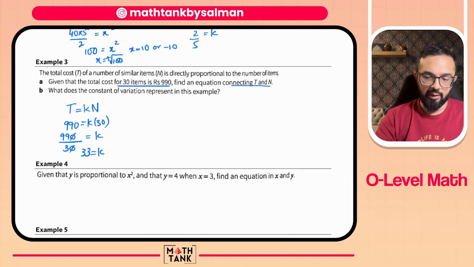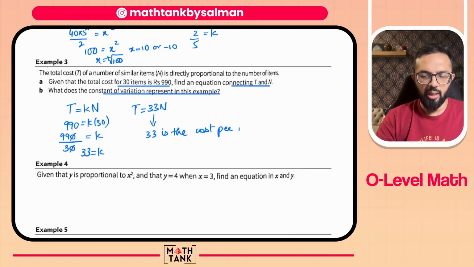Find an equation connecting t and n. So that's what I found. Even if the question isn't telling you that, that's what you have to find. It's the first step. What does the constant of variation represent in this example? Now it's asking me for an interpretation. Number of items is directly proportional. So that basically means that if t is the total cost, then 33 is the cost per item. Why? Because I'm multiplying it with the number of items.